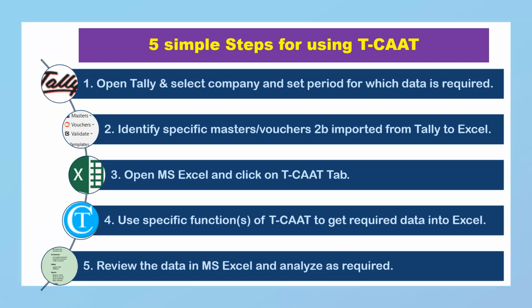So you find here, out of the steps we have talked about, 2 steps are only about just opening Tally and opening MS Excel. After that, you be clear about what it is that you want, which masters you're looking for. Look into Tally and look at what is the master information you want. Go to TCAT and look at where this information is available, where it can be extracted, and then use the specific function to extract the required information.